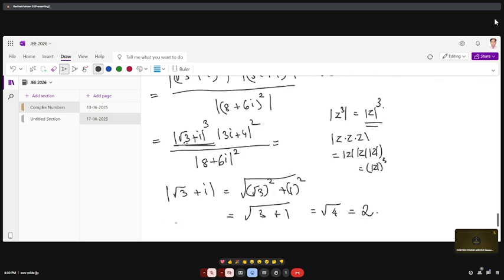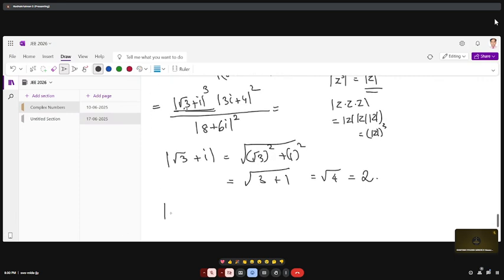And similarly, what is the modulus of 3i plus 4? Square root of 3 square plus 4 square. You have to write it as 4 plus 3i, but anyway, it is all the same: 4 square plus 3 square or 3 square plus 4 square. So you have to take x and y, square both and add.